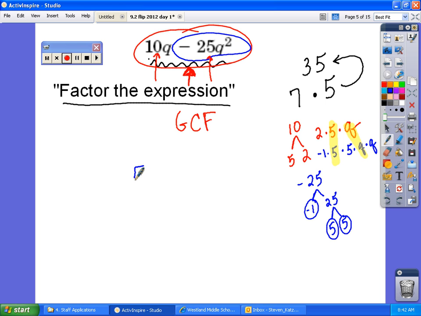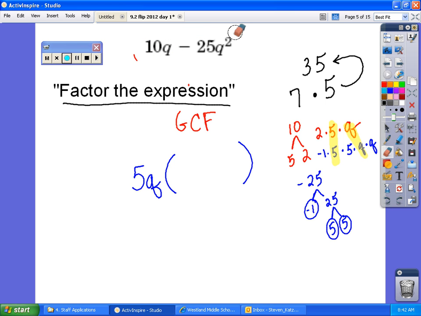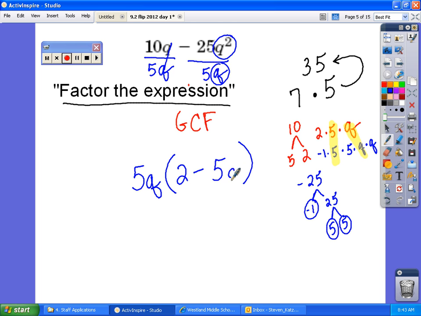So I'm going to take the 5q and bring it on the outside, because that's the greatest common factor. Now I ask myself, if I'm taking out a 5q, what's left? What you're essentially doing is dividing each of these by 5q. If you have 10q and you divide by 5q, you're left with 10 divided by 5, which is 2. Then over here, you also divide by 5q. You have negative 25 divided by 5, which is negative 5. And q squared divided by q, remember the rules of monomials, is just going to leave 1q.